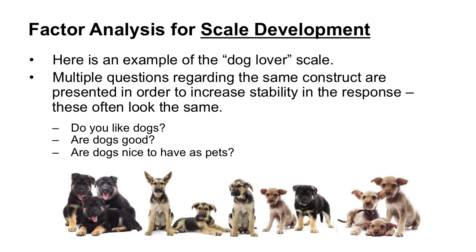Forgive me if it seems like I'm overly fascinated with dogs, but here is an example of a dog lover scale. In such a scale, multiple questions regarding the same construct are presented in order to increase the stability of the response. But the questions often look very similar. So these might be, do you like dogs? Are dogs good? And are dogs nice to have as pets?